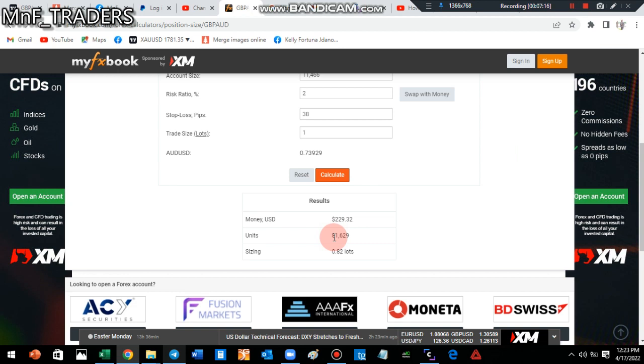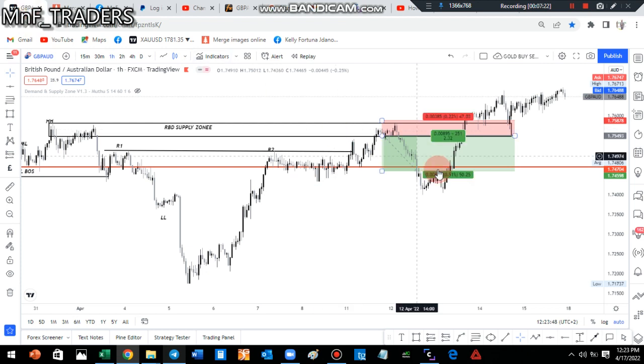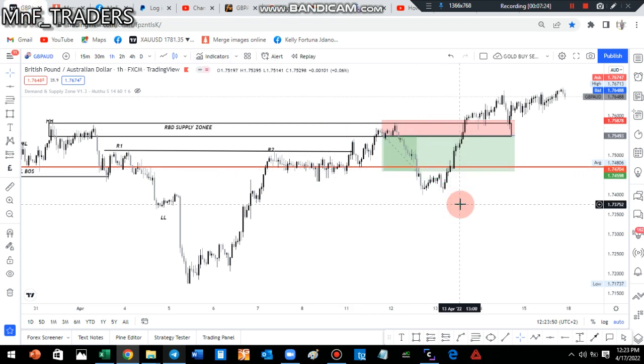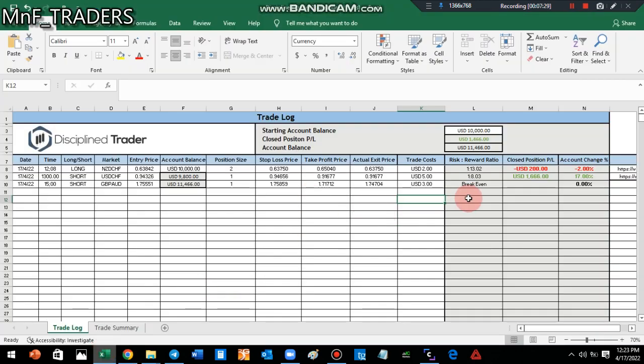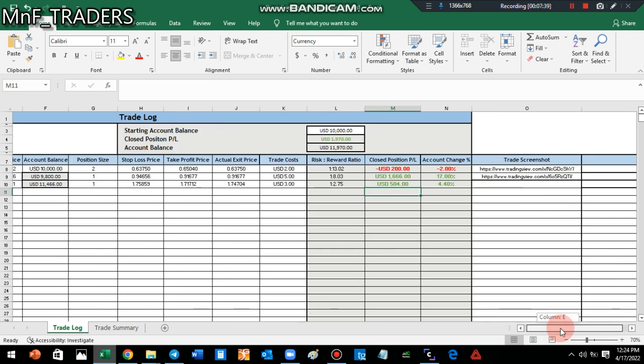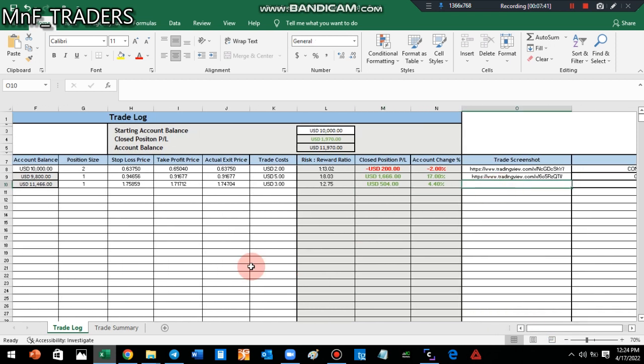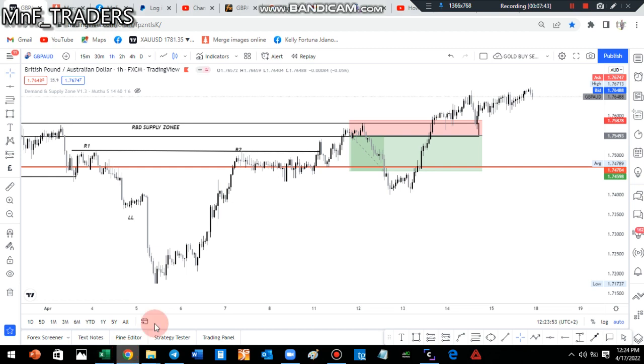229.32. Therefore, this is going to be multiplied by the risk to reward ratio, which is 2.2, according to where I was taken out, somewhere 2.2, meaning I'd have made 504. So this is the money I'd have made here, 504. Okay, so that's a positive. So you can see that I'd have made 4.4% right there. And then you come there, and then just get a screenshot.